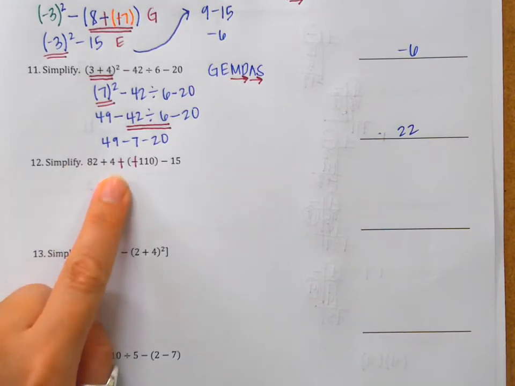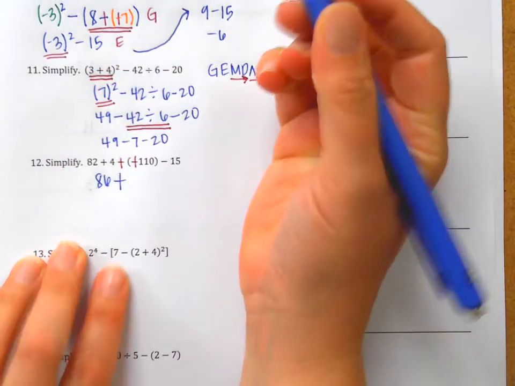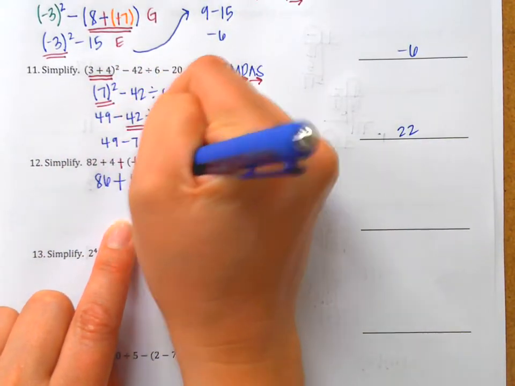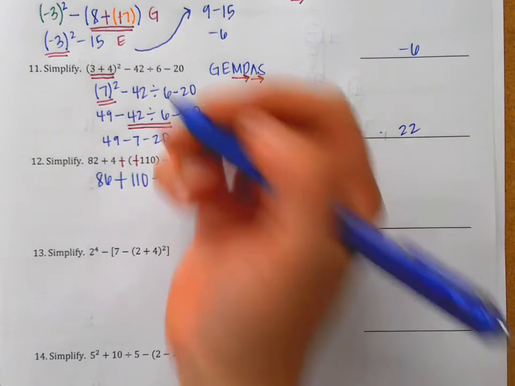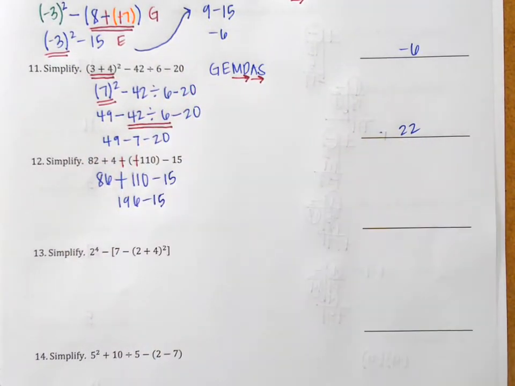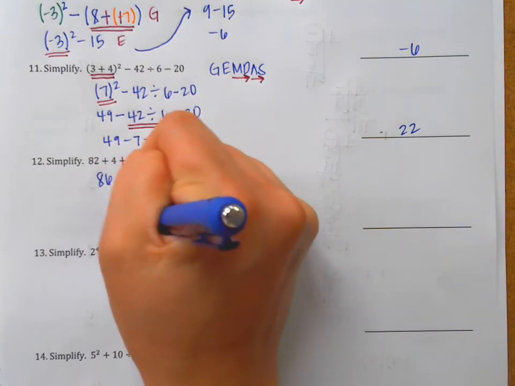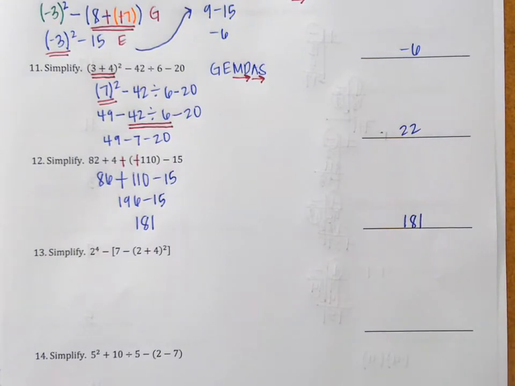So 82 plus 4 is 86. 86 plus 110 minus 15. So then 86 plus 110 gets me 196. And then 196 minus 15 gets me 181. And that's it. Just adding and subtracting there.